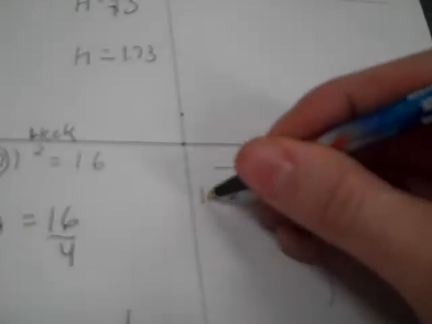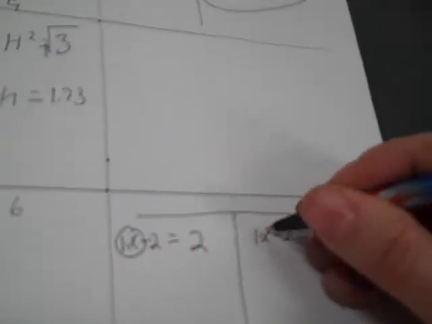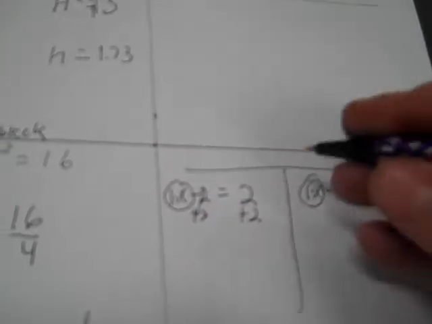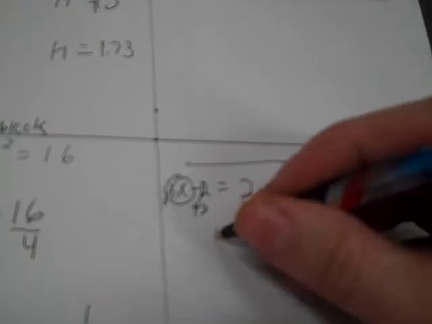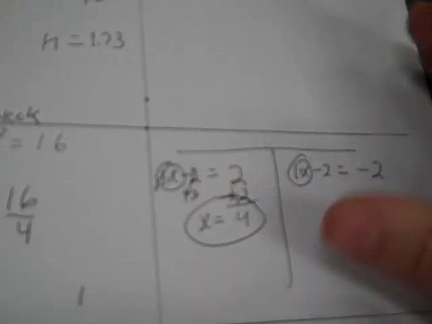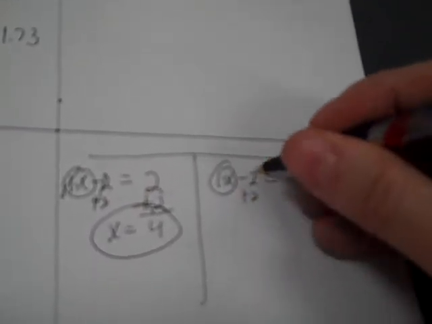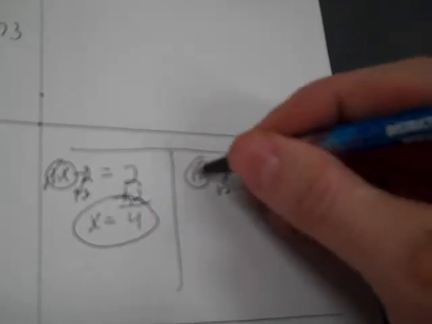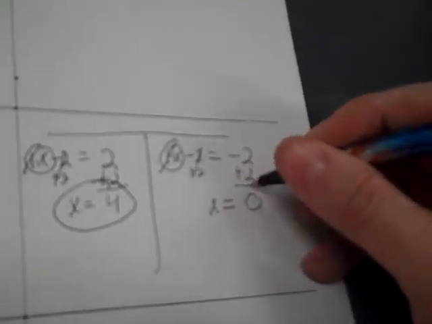So we dot the x. And then we plus 2. 2 plus 2 is 4, and we don't need to divide by 1. x equals 4. Okay, plus 2, plus 2. Negative 2 plus 2 is 0. Okay, and we don't need to divide by 1, so x equals 0.